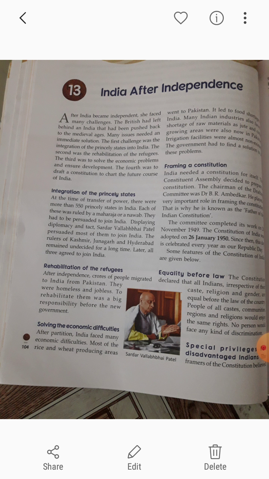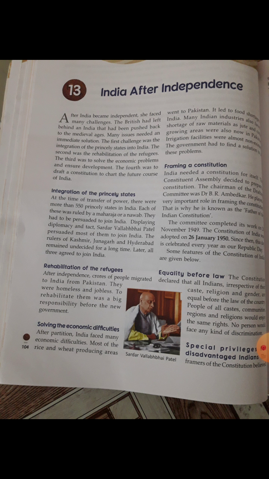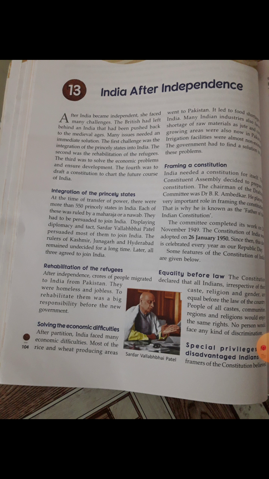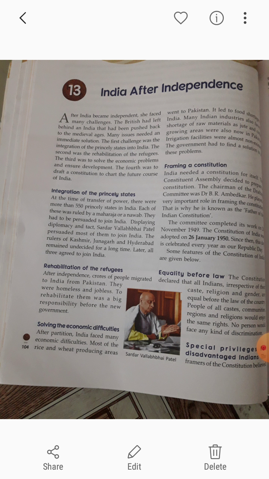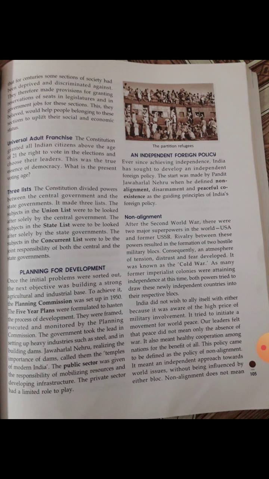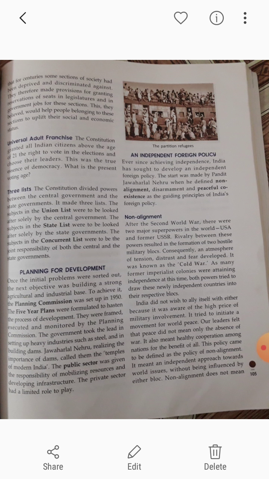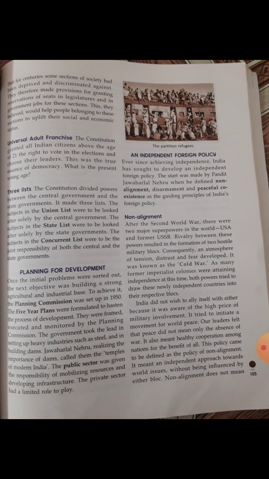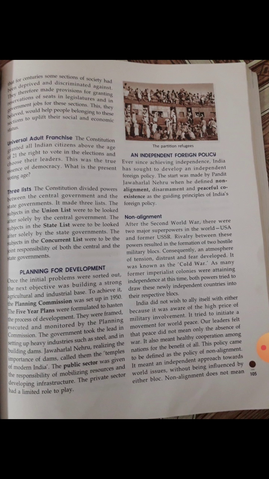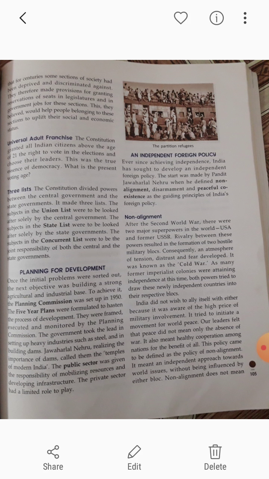Next one, special privileges for the disadvantaged Indians. Now, the framers of the constitution believed that for centuries some sections of society have been deprived and discriminated against. They therefore made provisions for granting reservation of seats in the legislature and in government jobs also. They believed it would help people who belong to the lower castes to be uplifted in their social and economic status.